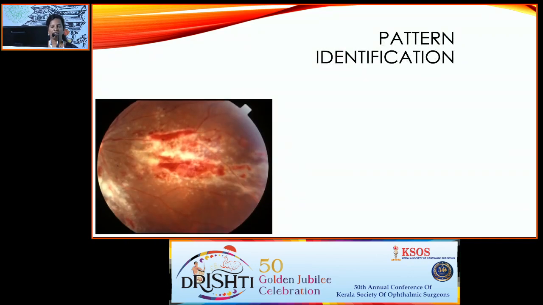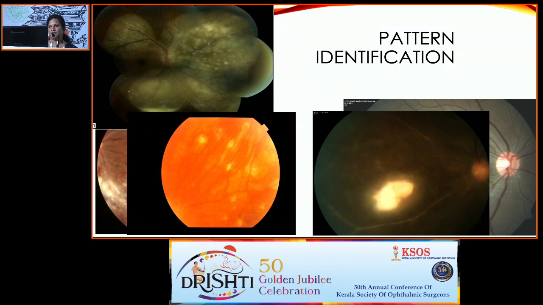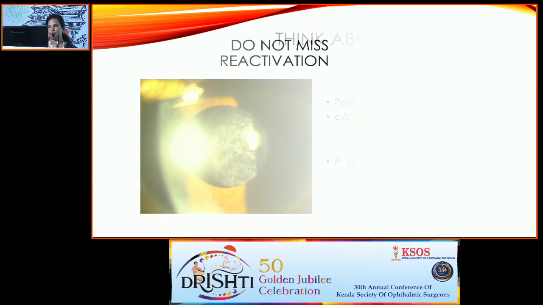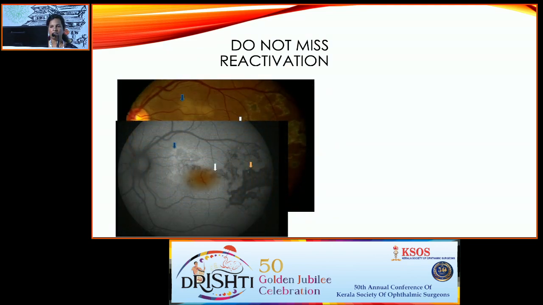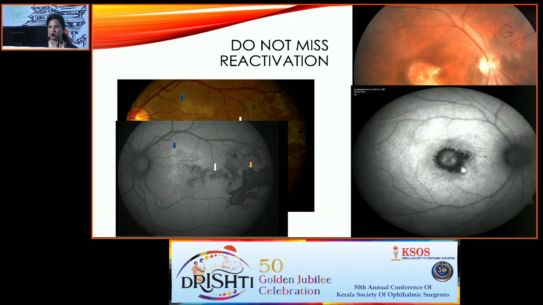And try to identify different patterns so that you can come to the diagnosis easily, like all this. And think about non-uveitic conditions also. This patient had chronic uveitis, but all symptoms started only after cataract surgery, and on careful examination you can see these plaques behind the IOL. So that was a case of P. acnes endophthalmitis. And do not miss subtle changes of reactivation. In these cases, investigations, especially autofluorescence, help in detecting early reactivation.